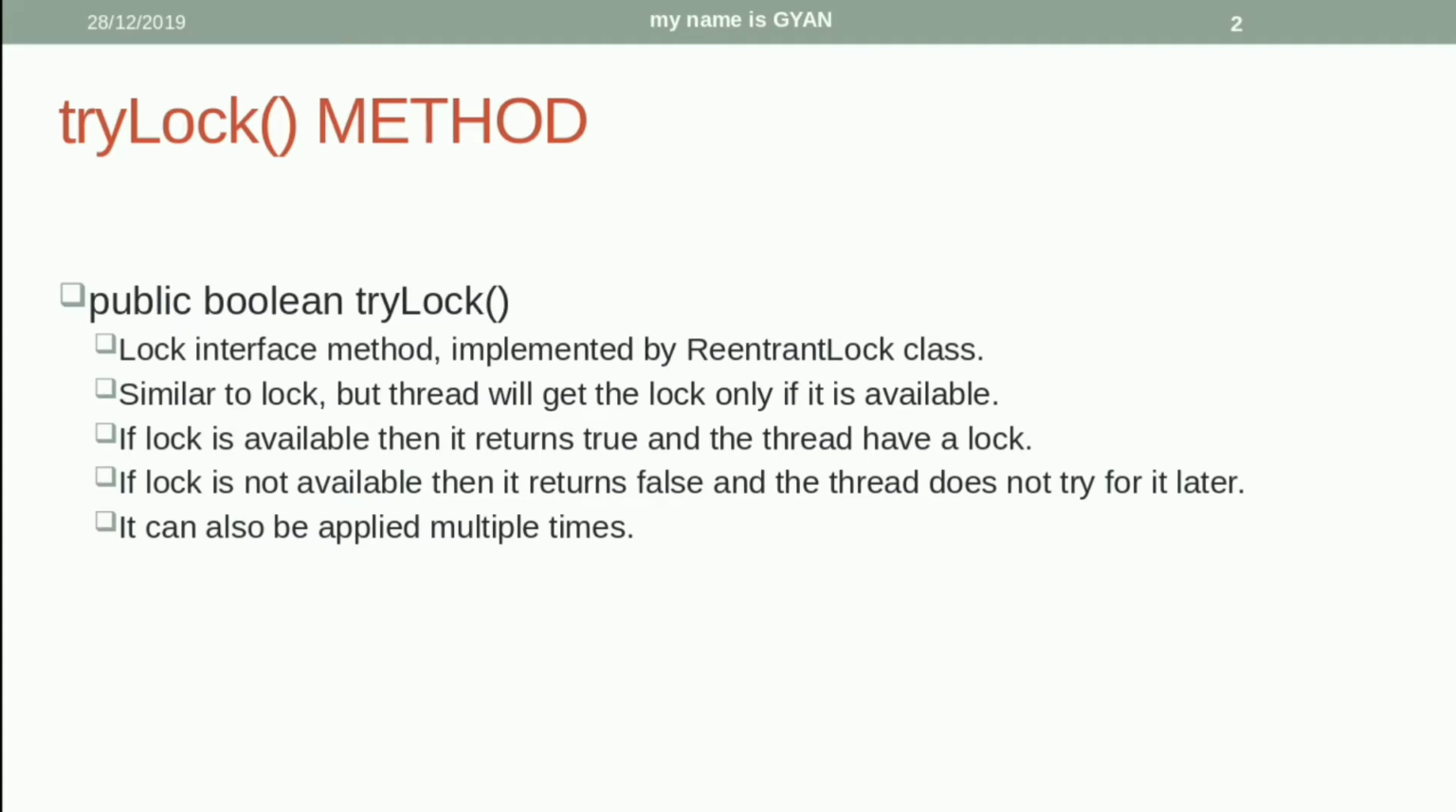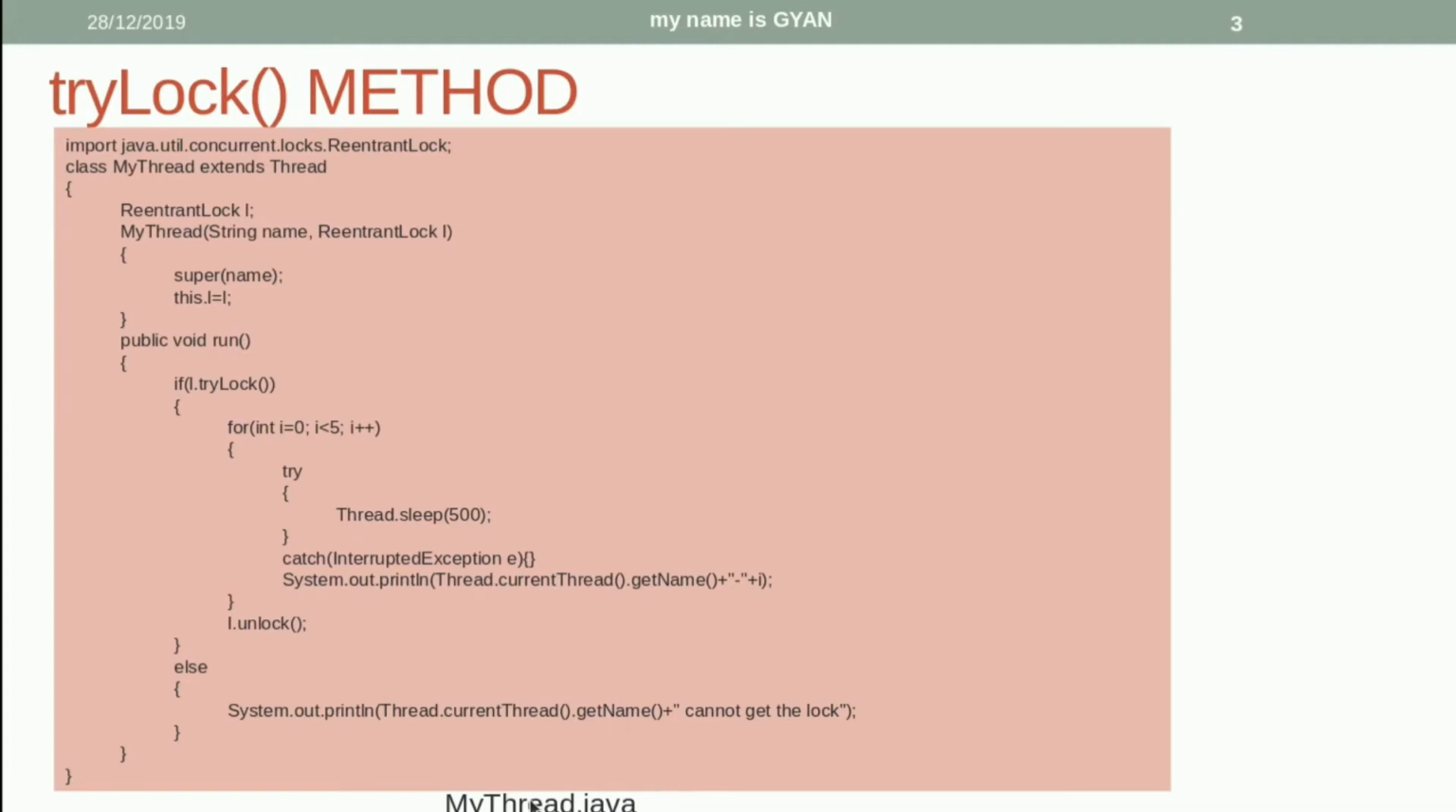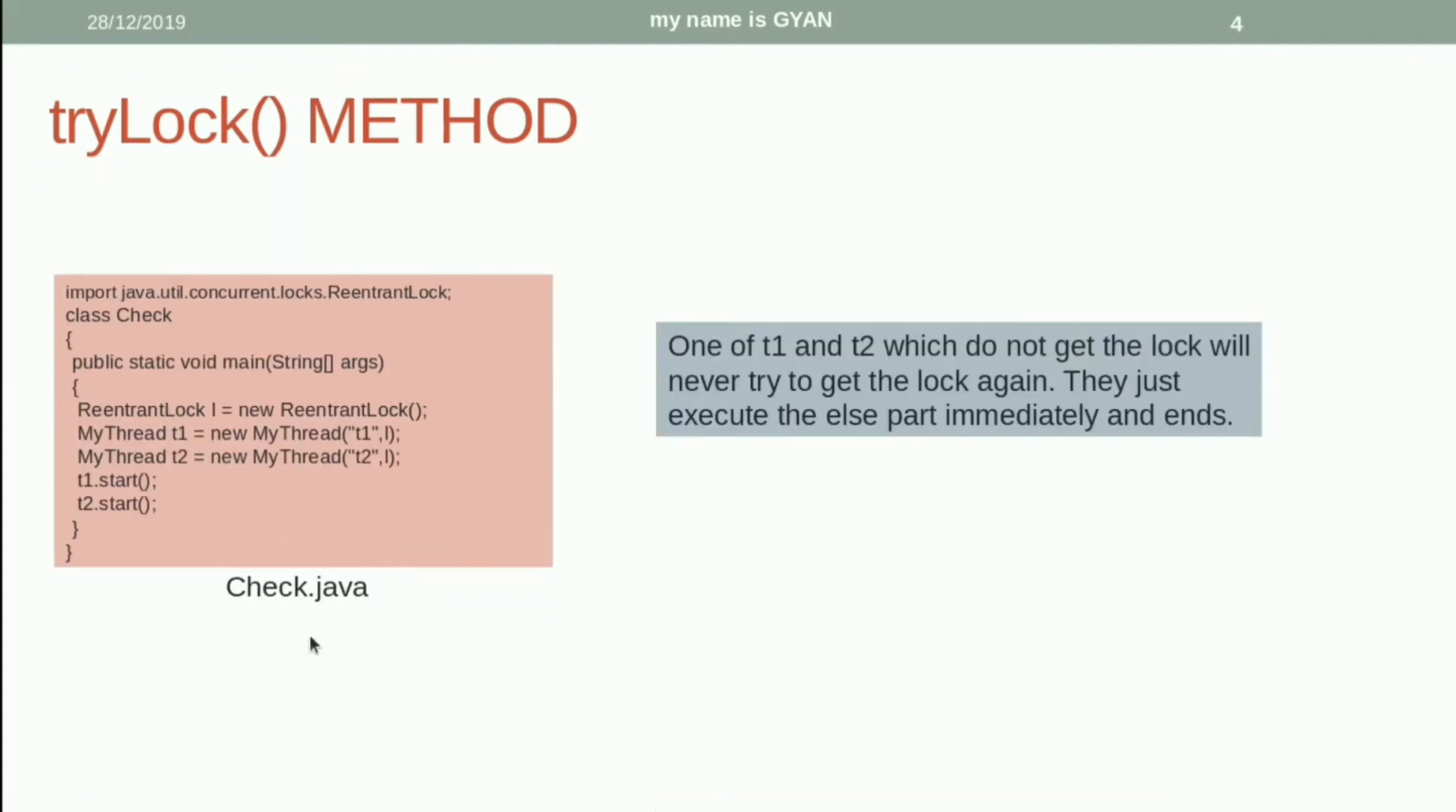only once. So we have two Java files, mythread.java and check.java. In check.java we have the class check. In the class check we have the method main. In the method main we are creating a new object of type ReentrantLock. Then after we are creating two threads. The name of one thread is T1 and the other one is T2. We are passing the same reference to the ReentrantLock object to both the threads. After that we are starting the two threads. The two threads here are created by using the class mythread.